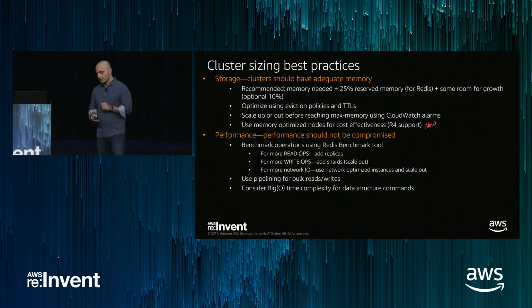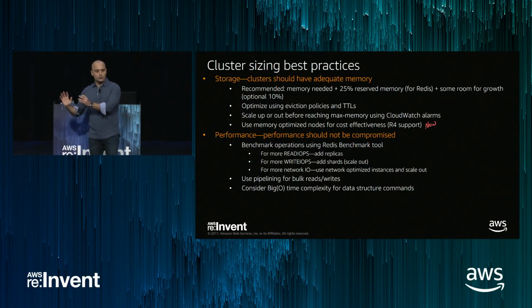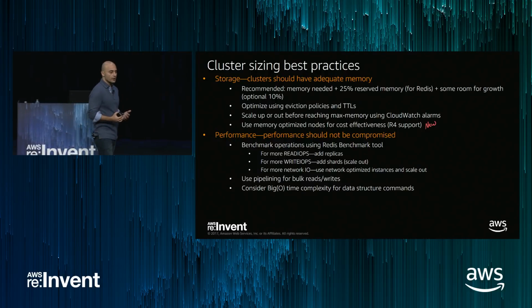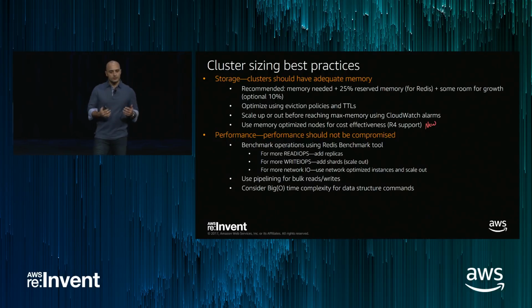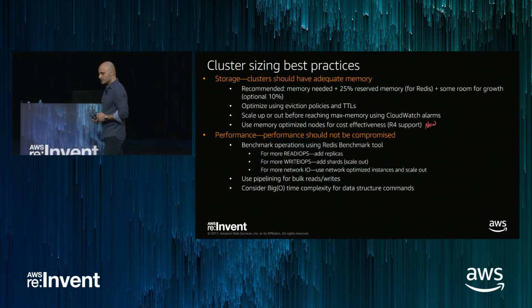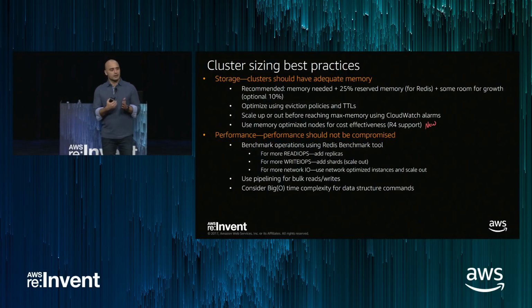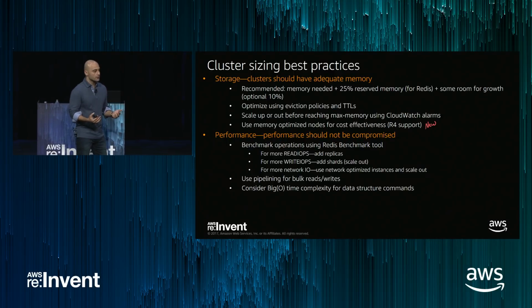The second thing you want to do is think about performance. Once you've got the storage out of the way, you want to consider what type of operations are happening and have a game plan for what you're going to do when one of those thresholds is met. The first thing, kind of obvious: if you're spiking on read IOPS and you need more read IOPS, you're going to add more replicas.